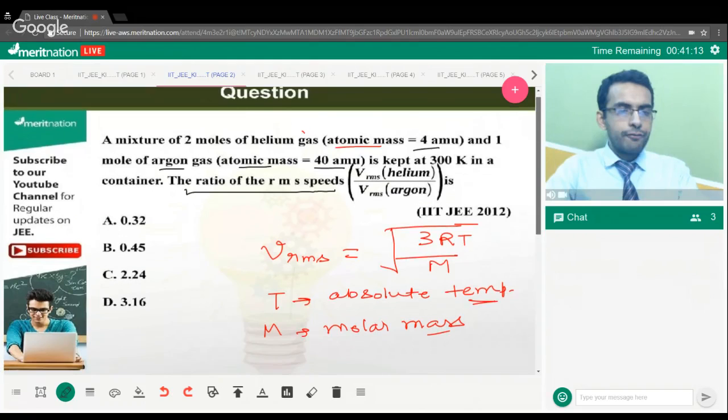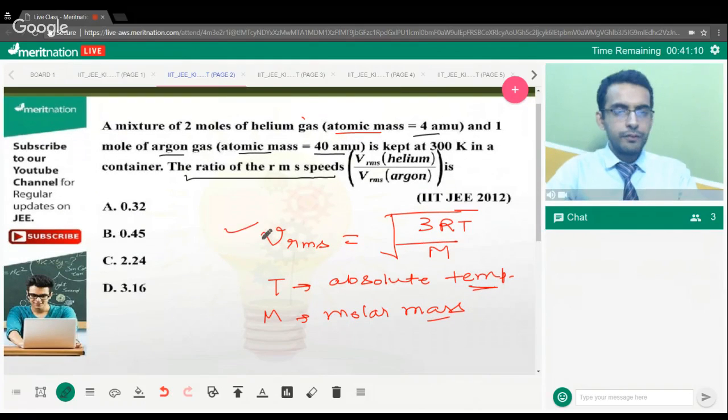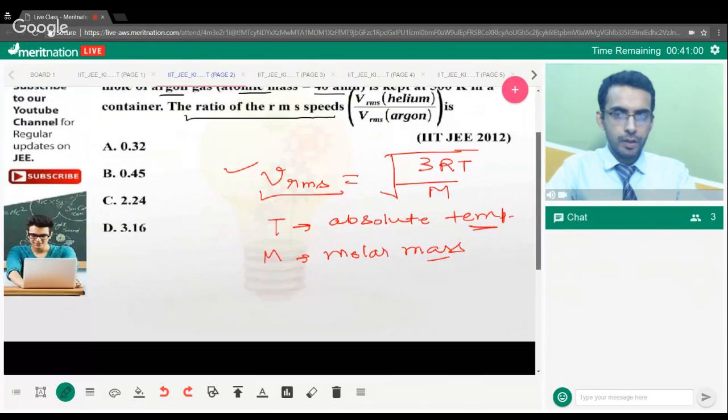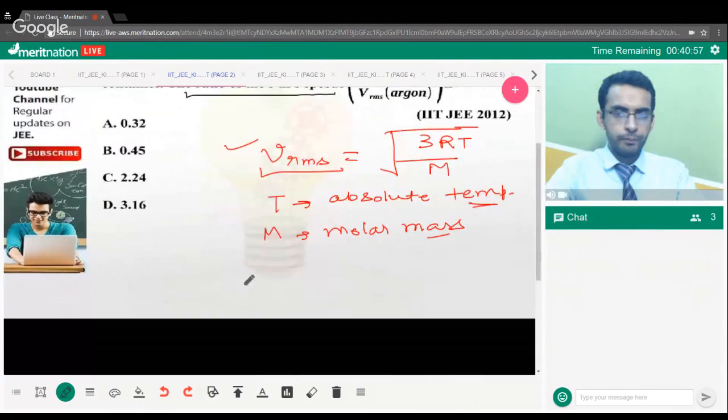So what is the formula for VRMS? This is the formula for VRMS. We have to find a ratio of RMS speeds, and we can understand that RMS speed is proportional to the square root of capital M.